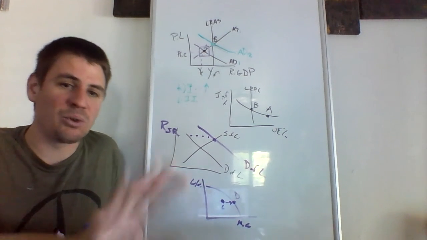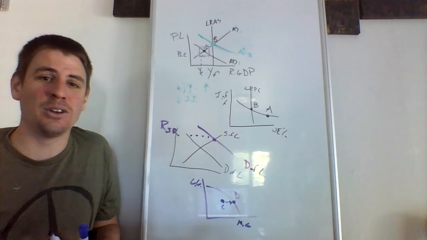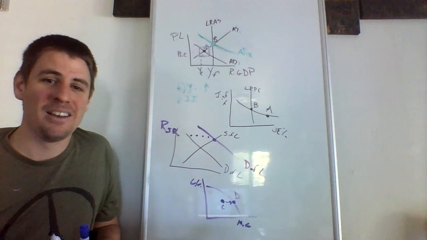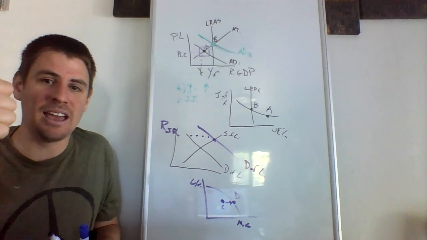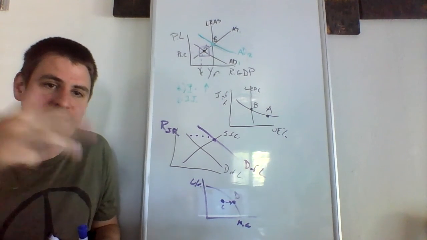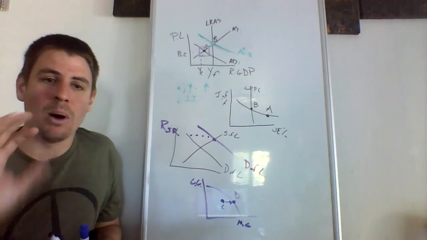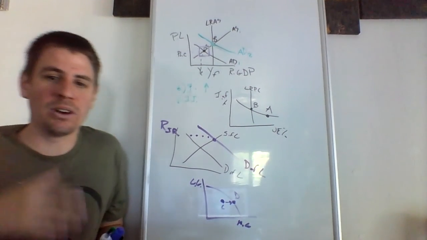So again, it's a great FRQ. You have to know 4 key graphs, 4 out of the 6, right? ADAS, Phillips curve, the loanable funds, and the PPC. So understanding how the graphs relate to one another is key.